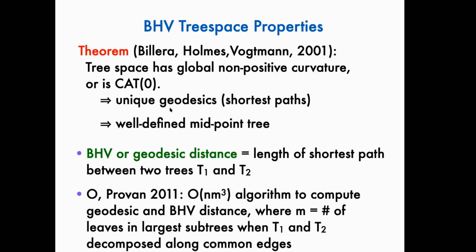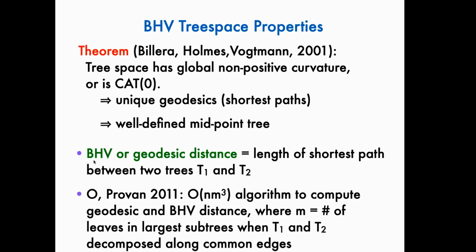What it means is that geodesics are unique. The geodesics are just the shortest paths between points. So, for example, we have a well-defined midpoint tree. This is also telling us that if you find the point minimizing the sum of squares, there's only a unique one of those, so a unique mean. So it's got some nice properties, and these are also properties that Euclidean space has.